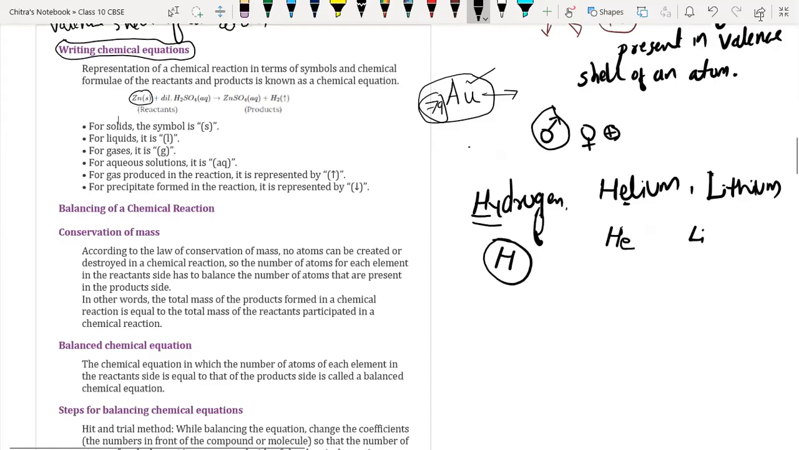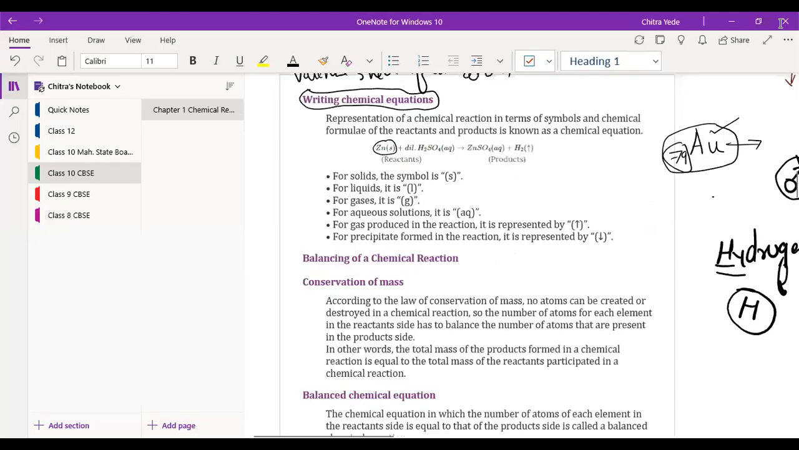Let me check once if somebody is there in the waiting room or what. Yes, one is there, two are there. Now they are in.